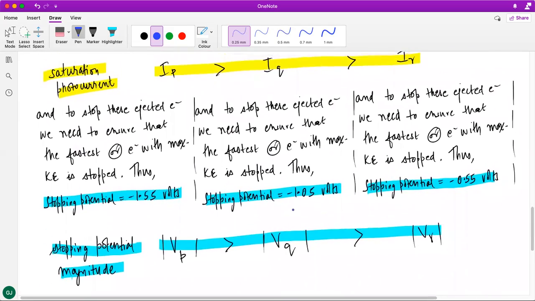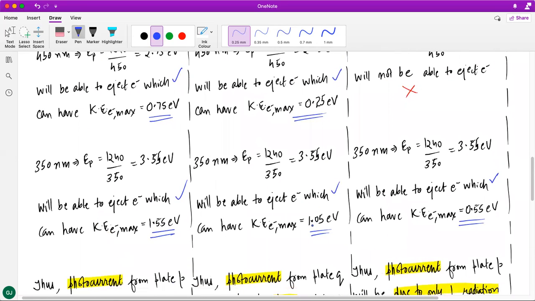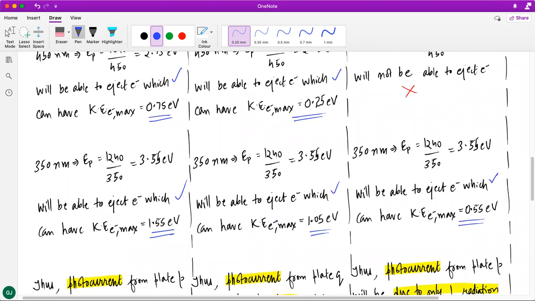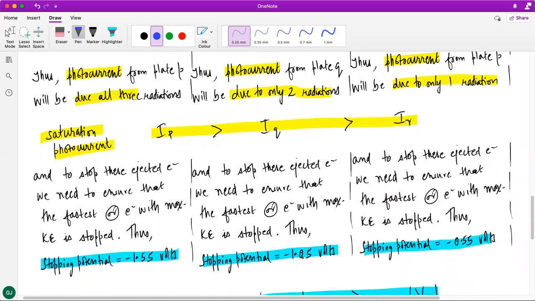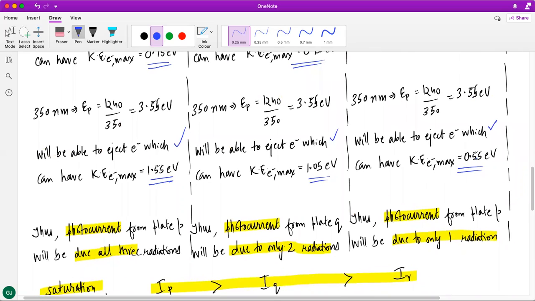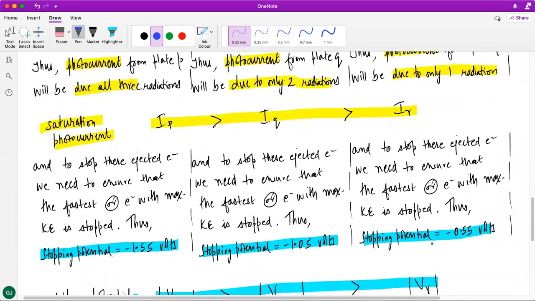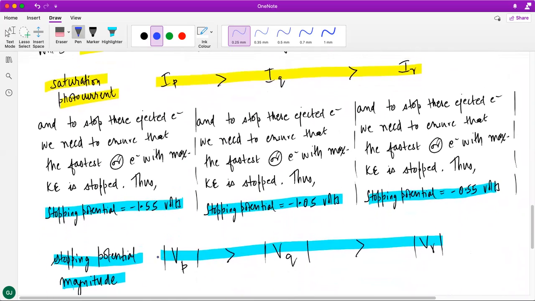Similarly, when we focus on plate Q, when we look at the kinetic energy of the electrons ejected, we find that it was 1.05 eV, which was the maximum kinetic energy of the ejected electrons. So we need to apply a potential difference of 1.05 volts. And similarly for plate R, it is only this 350 nanometer radiation which is able to eject electrons with kinetic energy 0.55 eV, and hence the stopping potential of minus 0.55 volts is required. So in terms of the magnitude of the stopping potential, if I was to compare P, Q and R, I will find that the magnitude of stopping potential required for plate P is more than Q, more than plate R.